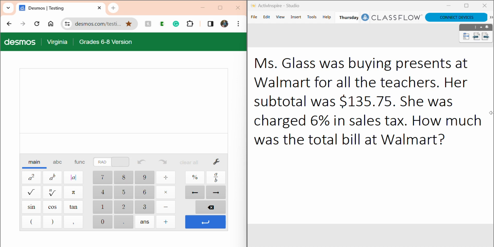Hey everybody, so we are going to do a quick review of tax, tip, discount, and markup. So let's jump right in.